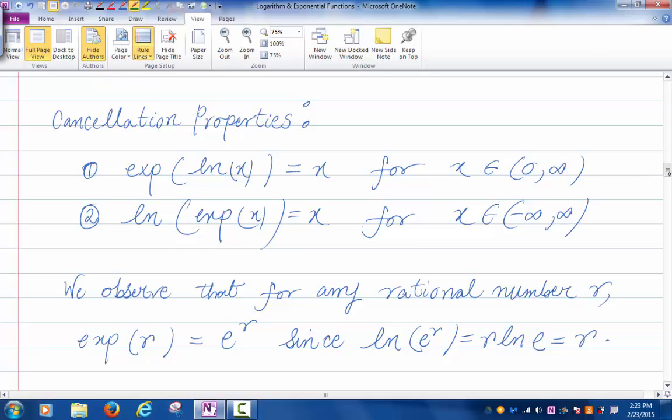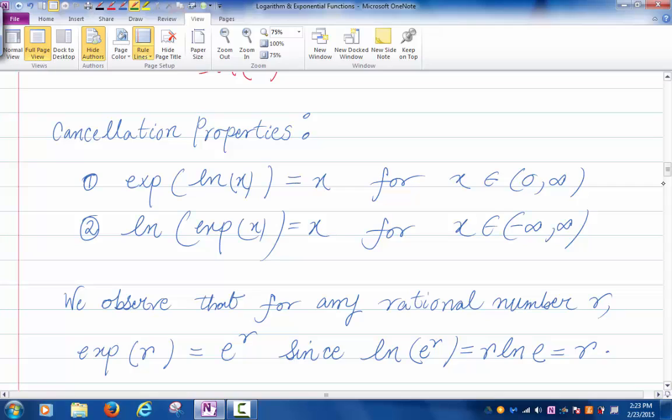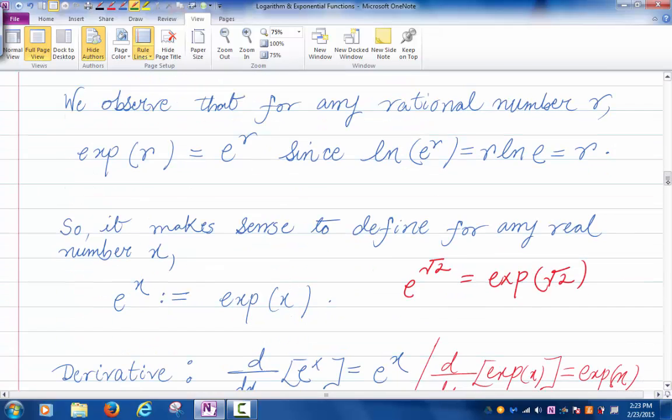Now comes the point. Let's say r is a rational number. What is the meaning of e to the r? Remember at the beginning I talked about what it means to raise a number to a rational exponent. I gave you a meaning of that independent of the exponential function. So e is a number, and e to the r means whatever I said at the beginning, e to the rational number r.